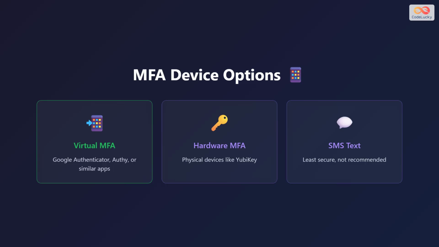You have 3 main options for MFA devices. The most recommended option is virtual MFA using apps like Google Authenticator, Authy, or similar authentication applications on your smartphone. The second option is hardware MFA devices like YubiKey, which are physical security keys that provide excellent protection. The third option is SMS text message codes, but this is the least secure method and is not recommended for protecting your root account due to vulnerabilities in SMS-based authentication.